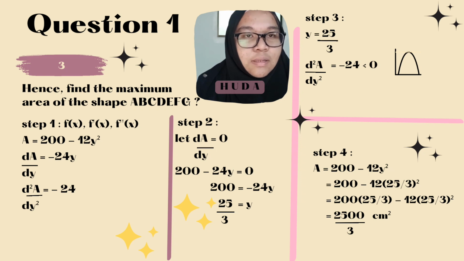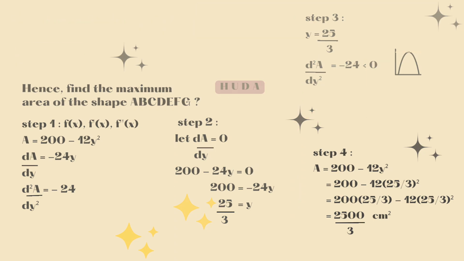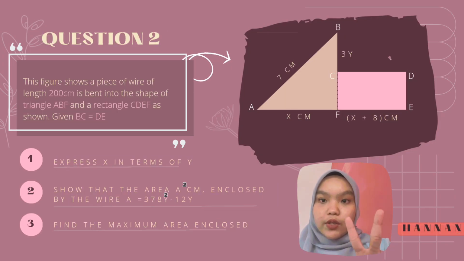minus 12 in the bracket 25 divided by 3 power of 2, and we get the final answer, which is 2500 divided by 3 centimeter power. That's it. Now I will continue with the question 2.